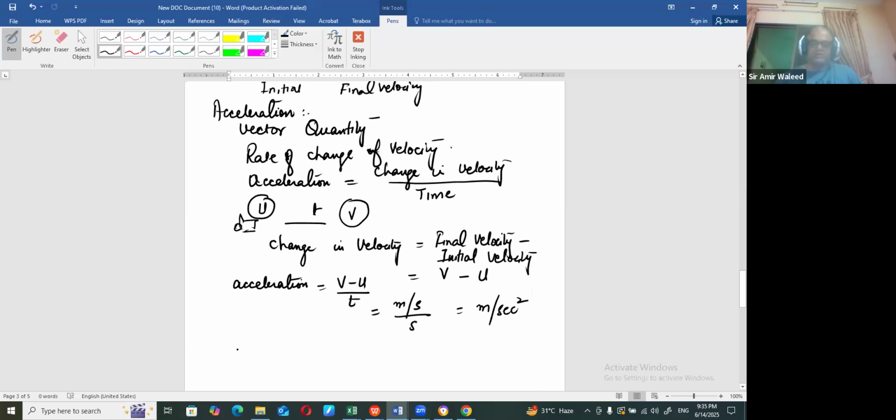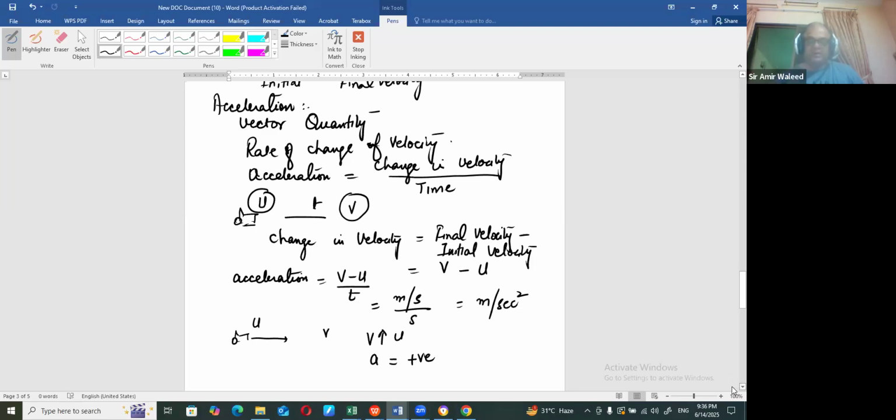The question arises: I said change in velocity upon time. What if a car is chasing someone and it has to increase its speed? It means that it has some initial velocity u and it has to increase. It means the final velocity v is more than u. In that case, your acceleration value will be positive, which means that speed or velocity is increasing.